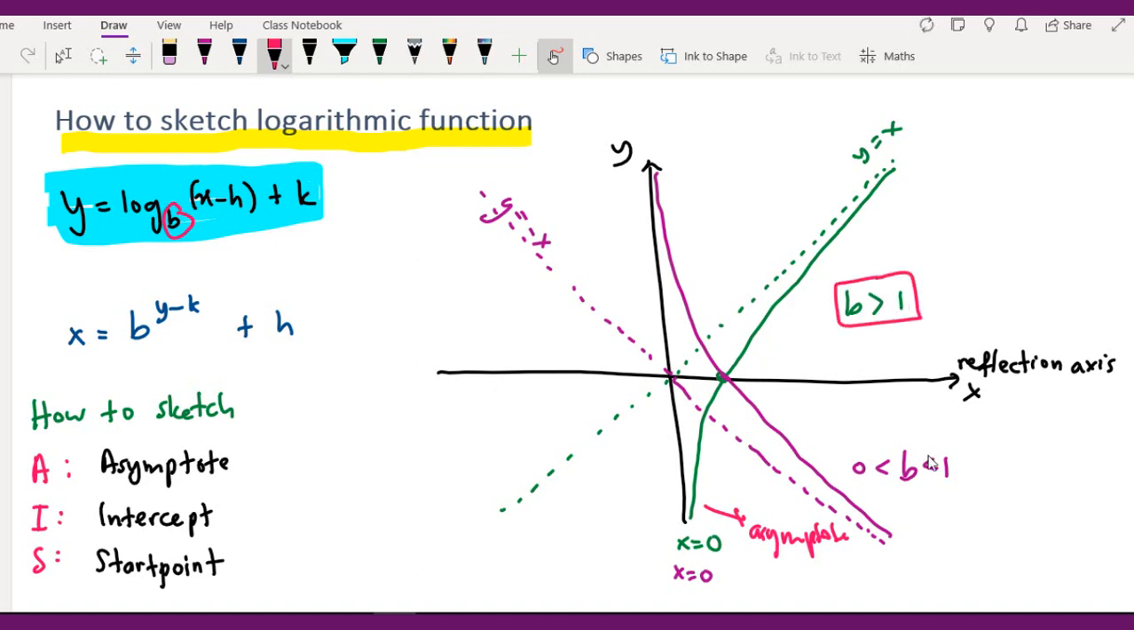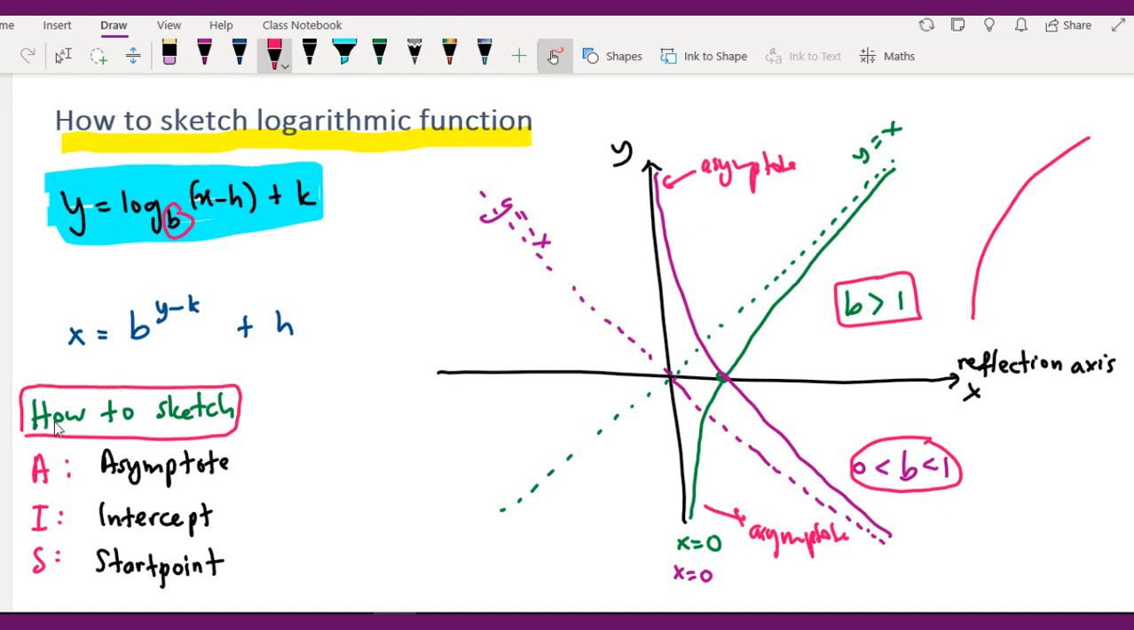Then when b lies between 0 and 1, the graph is reflected in the x-axis. So this is also an asymptote, and then the graph is decreasing like this, like the pink color. And this is for the log graph. So how to sketch the graph?